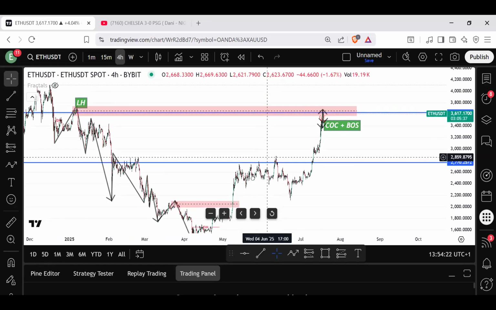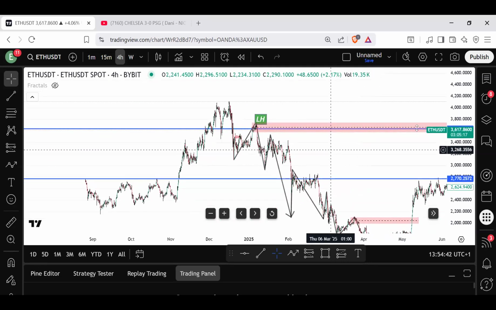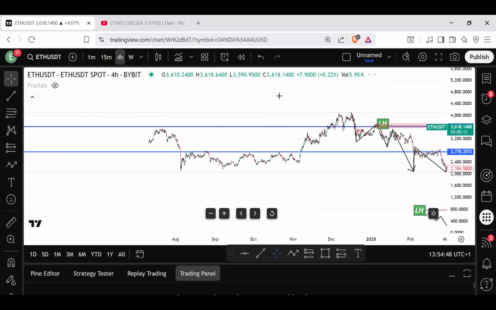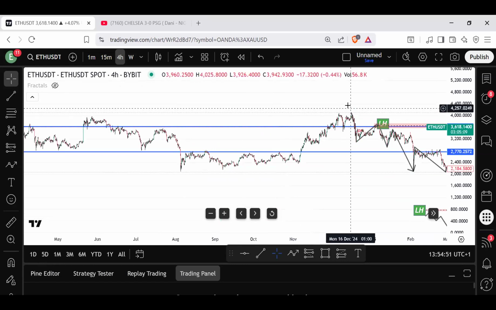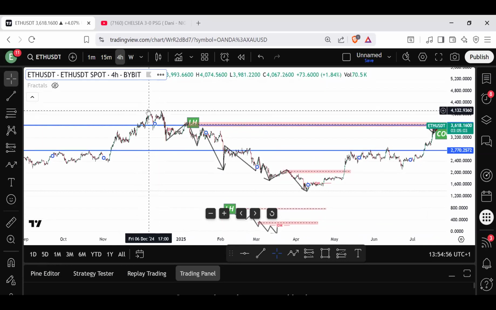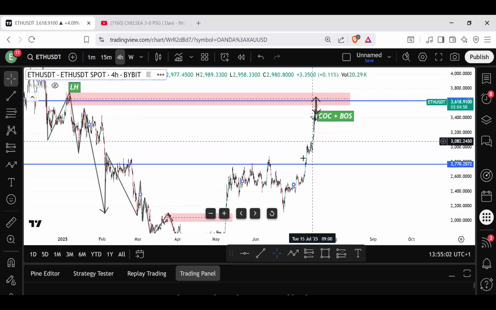Now, when it gets to the extreme, like this, my guess is that it will go to 4,000, because if you see the left side, there is a zone on the higher side, just above the LH. That's a strong area which I feel, and it can come up to there. That's what the market is telling us.